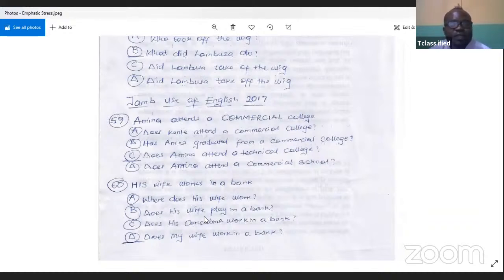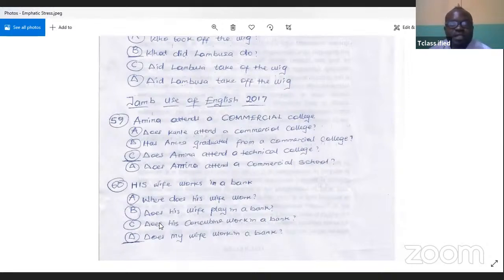Here, does his wife play in a bank? His wife, we are still talking about his wife. See, the stress word is "his." So this is talking about his wife. The second option is also talking about "his." So it has to be his property.